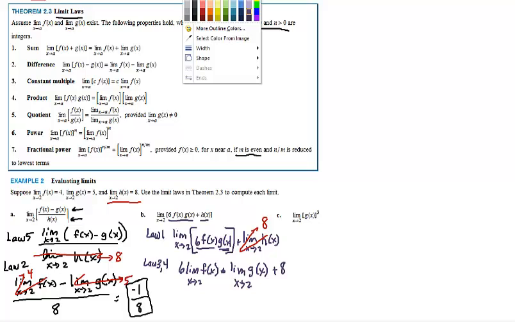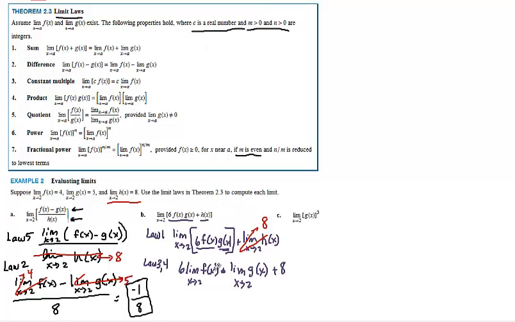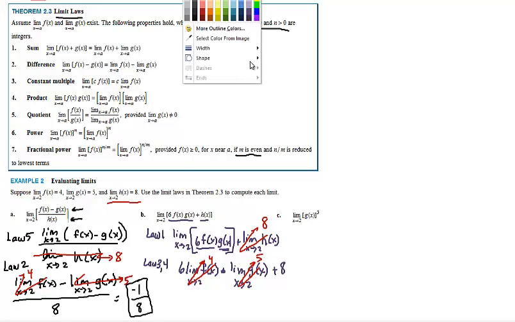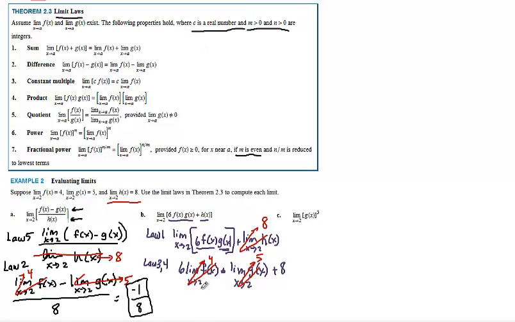Now I know the answer to the f of x. That one is a 4. This one is a 5. And then I'm just going to crunch these numbers. And if I crunch them, I'll have 6 times 4 times 5 plus 8. And that equals 128.